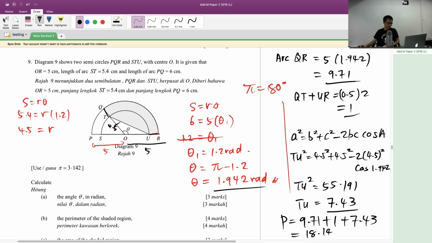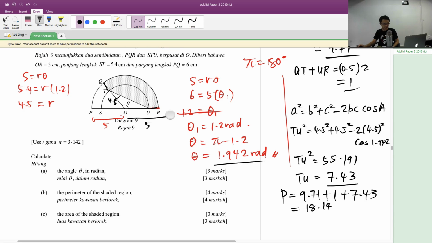Okay, so then what I do next is, I believe I still have C here. The area of the shaded region. Basically, the area of shaded region is quite simple.